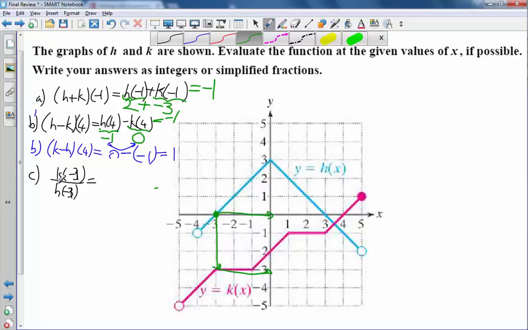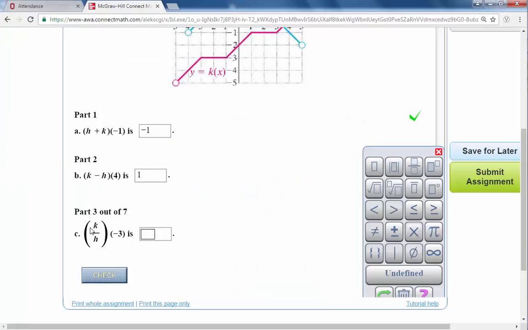K is the red one, so it's -3. Blue one is H, 0. Yeah, if 0 is on the bottom and a number on the top, this is a whole new story. It's called undefined. Right, this option.